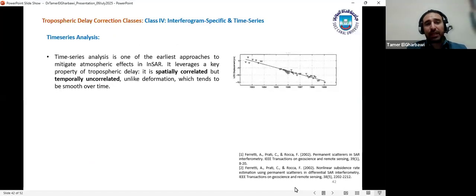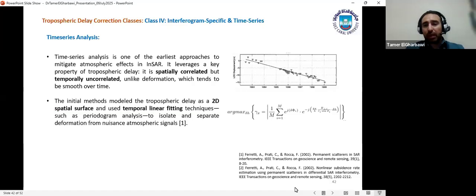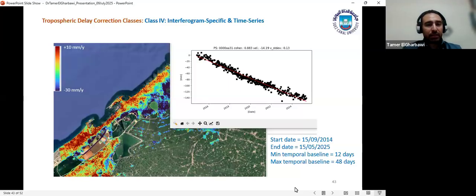So the last category is actually the oldest category we have, the time series analysis, which uses the atmospheric delay signature of being spatially correlated and temporally uncorrelated. This kind of method assumes a linear model or another model for the temporal deformation, fitting that model in order to correct the atmospheric delay. This is the city of Alexandria, and this is the deformation in one of the pixels. As we can see, this analysis spanned nearly 10 years, from 2014 until 2025. And this is the deformation we can observe in one of the pixels.